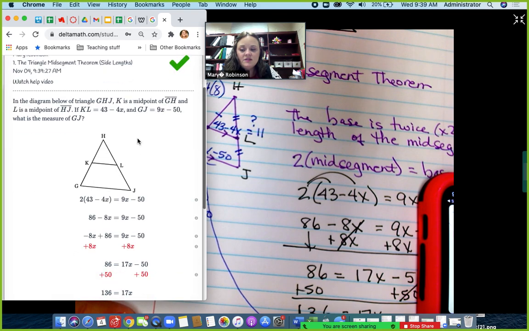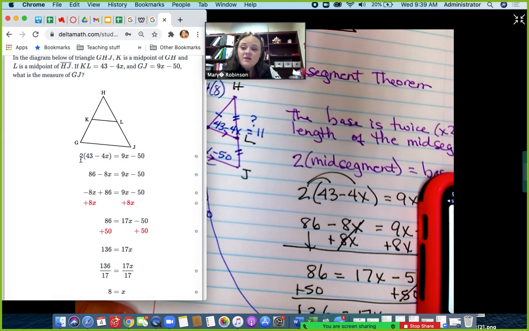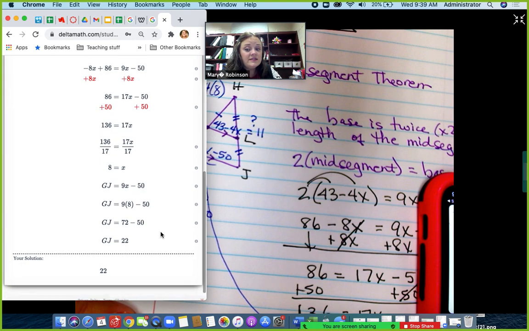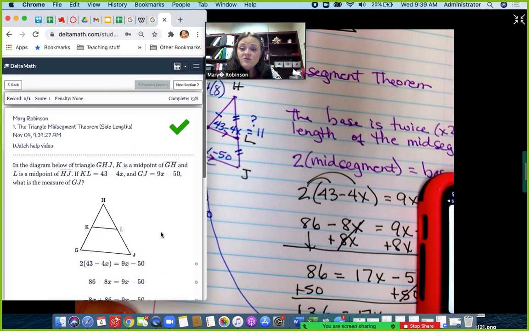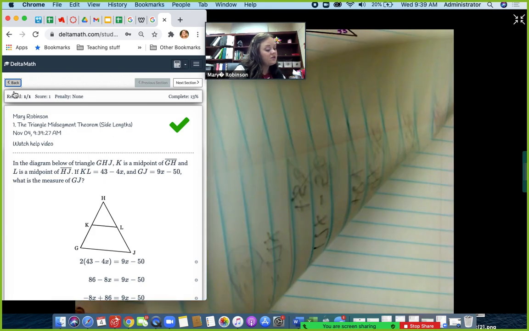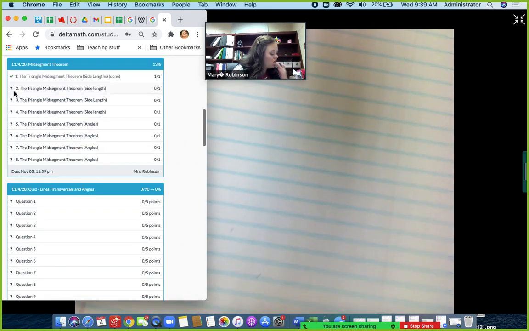All right, and we did it correctly, and look, they're doing it the same way. They're doubling the midsegment and setting it equal to the base. So if you want to take a picture of this work, if that's helpful, then you're welcome to do so. I'm going to do one more, but because I've already taught it, we're going to be able to go a little bit quicker.